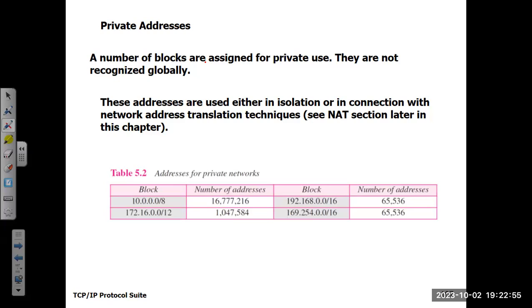So imagine if you have 1,000 computers, and you need an IP address for all these computers. That means you have to buy 1,000 IP addresses. That's going to be a lot.